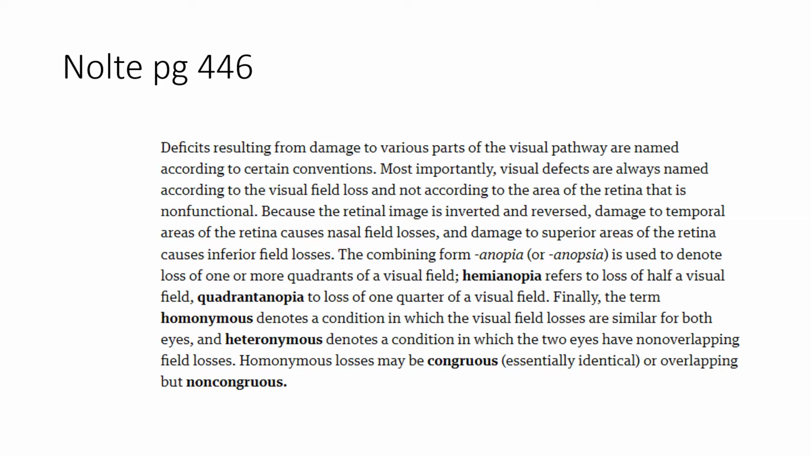Finally, the term homonymous denotes a condition in which the visual field losses are similar for both eyes. And heteronymous denotes a condition in which the 2 eyes have non-overlapping field losses. So homonymous losses may be congruous, or essentially identical or overlapping, but non-congruous. Okay, what does that mean? We have pictures. So I'm going to take you through this, and we're going to go over this over and over again until you guys get it, and we've got a couple more chapters, so it'll be all right.